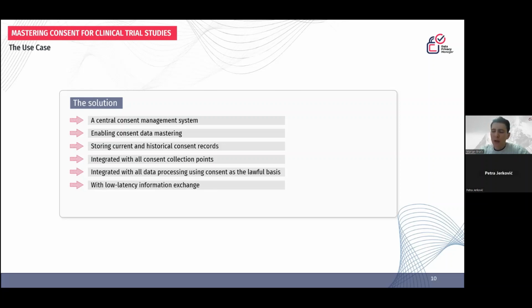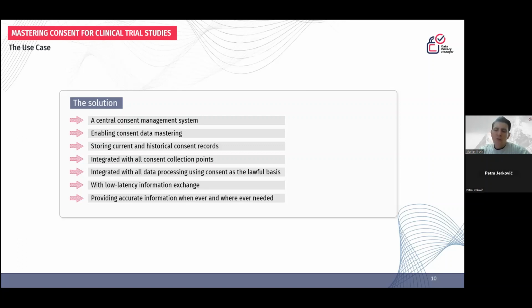And the solution also needs to have low latency information exchange. That means that you don't have to wait for one or two days or a week before you can be sure that the records are correct and the status of the informed consent is up to date. And finally, the solution must provide you with accurate information whenever and wherever needed.